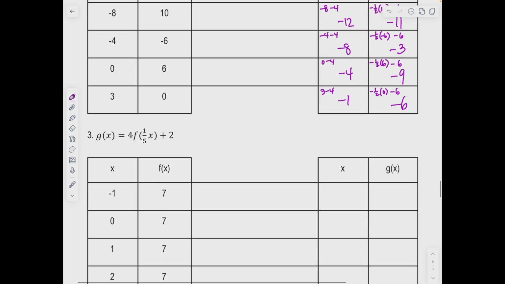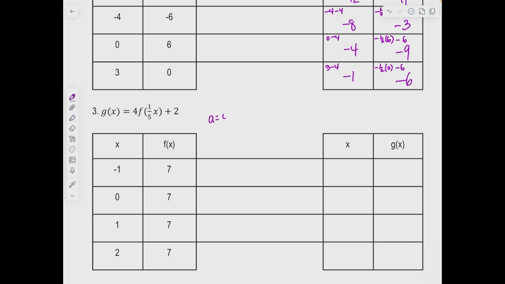Okay. For this last one, my A value is 4, my C value is 1/5, my K value is 2. This is vertical, this is horizontal, this is vertical. So for vertical, I have 4y plus 2. For my horizontal, keep in mind that my dilation is by a factor of 1 over c, the reciprocal. So that means I am going to multiply by 5. Because I am multiplying by 5, that would be 5x.